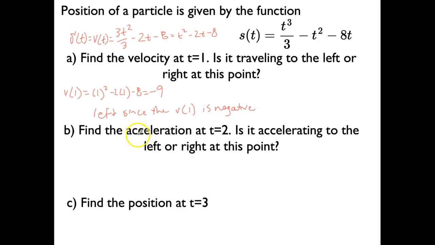Okay. Find the acceleration at t equals 2. Is it accelerating to the left or to the right at this point? Well, to find acceleration, we need to take the derivative of velocity, right? So we need to take the derivative of this thing right here. The derivative of that would be 2t minus 2. Okay, and if we want to find the acceleration at 2, we just plug in 2. So we're going to have 2 times 2 minus 2. There's a lot of 2's. That's going to be 4 minus 2, which is 2.